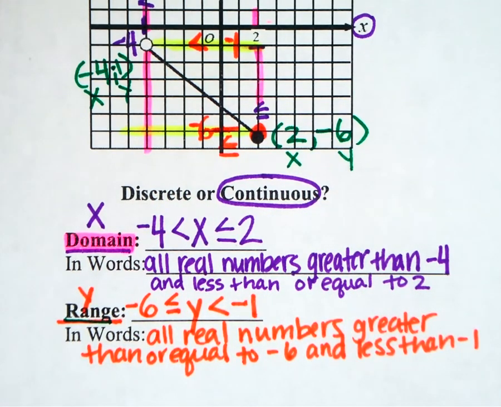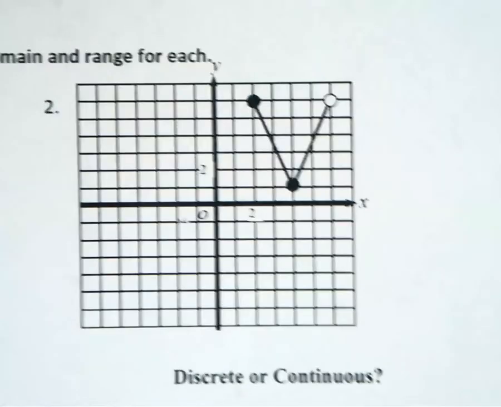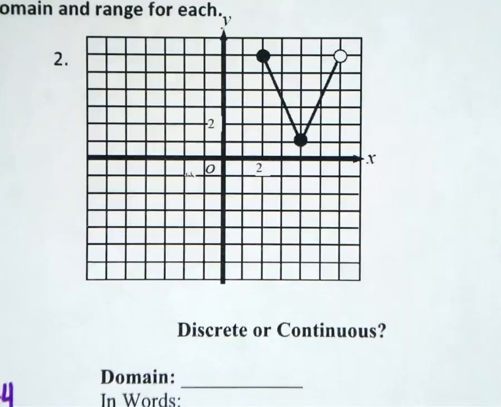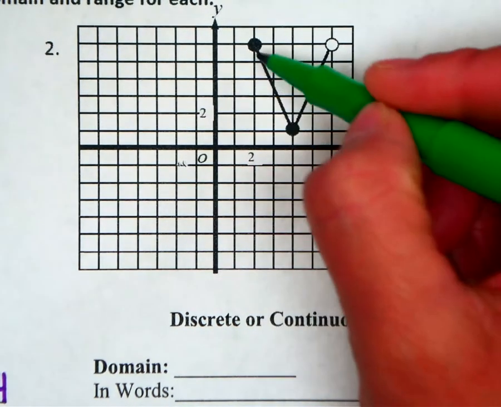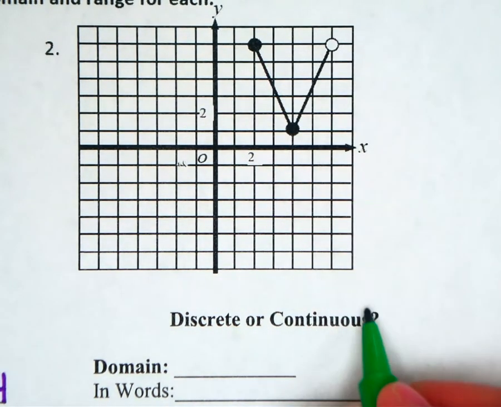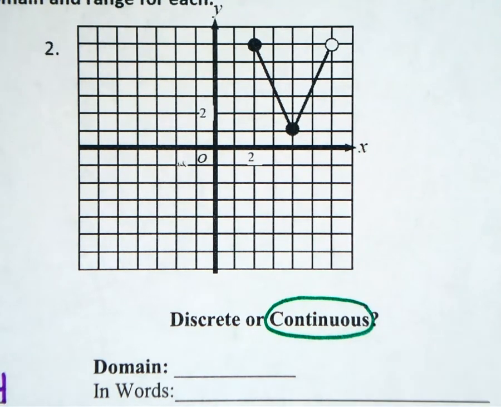Okay, you can pause your video, take some notes. We are going to move on to example number 2. Example number 2, we have a V-looking graph. We're not concerned with the shape it's making. We're concerned to identify, are these discrete, distinct points, or is this continuous? Well, when I look at this, the points are connected, so this is a continuous graph.